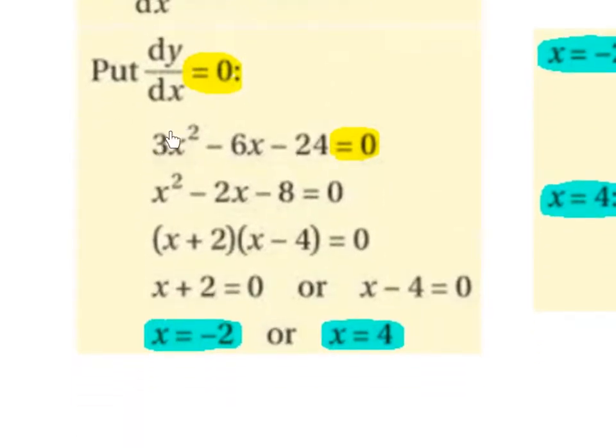So we have 3x squared minus 6x minus 24 equals 0. We divide across by 3, getting x squared minus 2x minus 8 equals 0. We factorise, and then we solve. So x plus 2 equals 0, so x is equal to minus 2, or x minus 4 equals 0, so x is equal to positive 4.